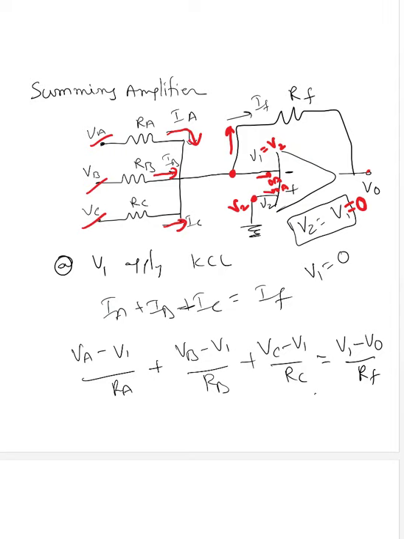IA I can write as, current always flows from high potential to low potential, so this voltage minus this voltage. The voltage here and here is the same because there is no element here, so I can take that as V1, and that V1 equals 0. So IA is VA minus V1 over RA, IB is VB minus V1 over RB, IC is VC minus V1 over RC. And IF equals V1 minus V0 over RF.